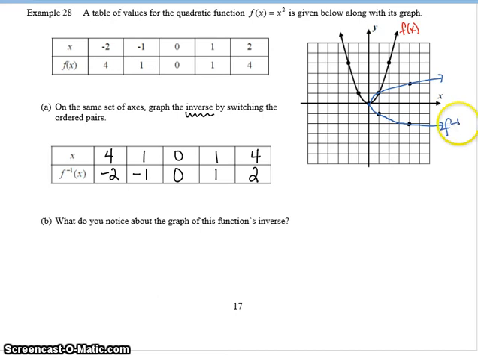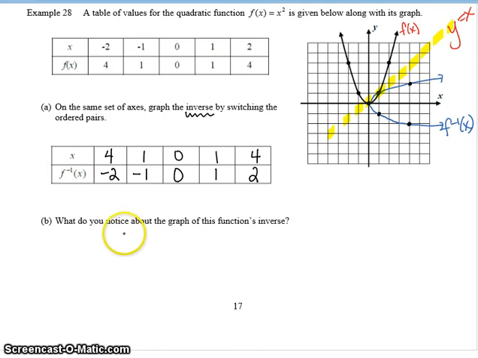Okay, so here's the inverse function. And again, it should be a reflection through the line y equals x. Okay, so if you folded it on that line, there's your y equals x. It's a reflection. What do you notice about the graph of this function's inverse?